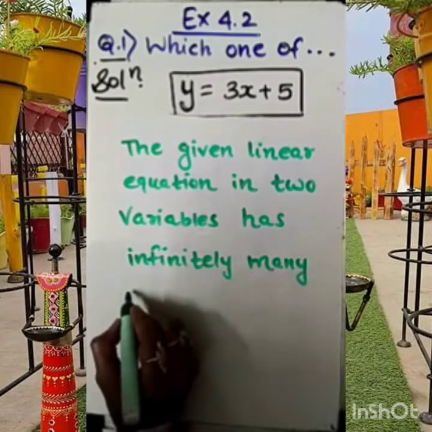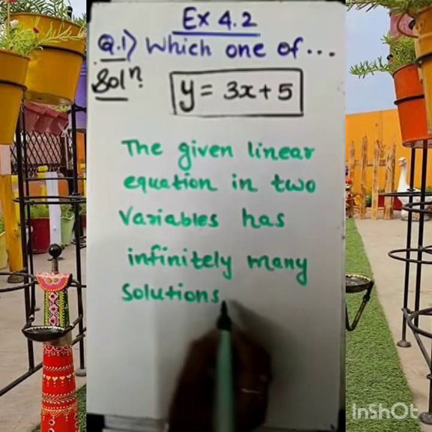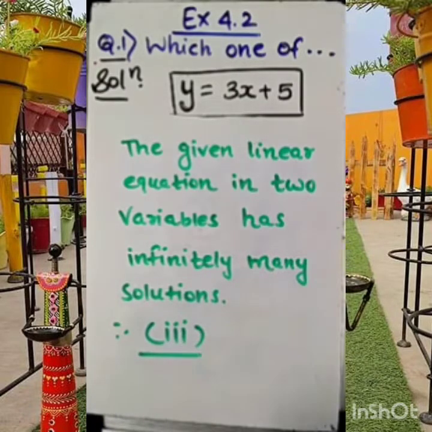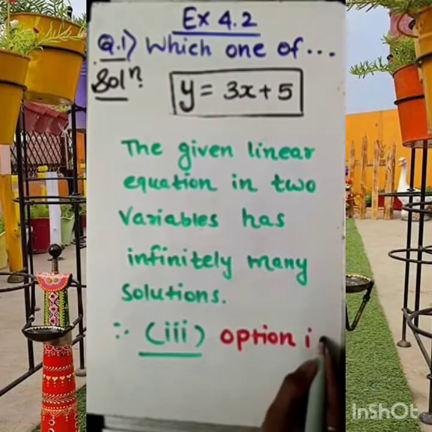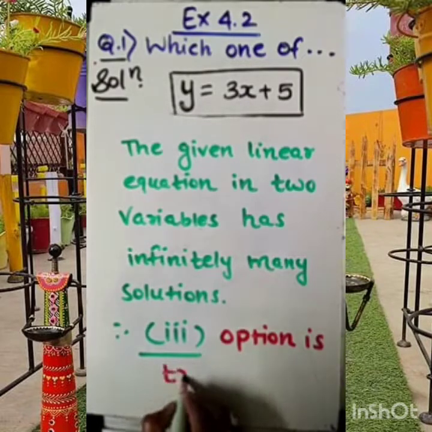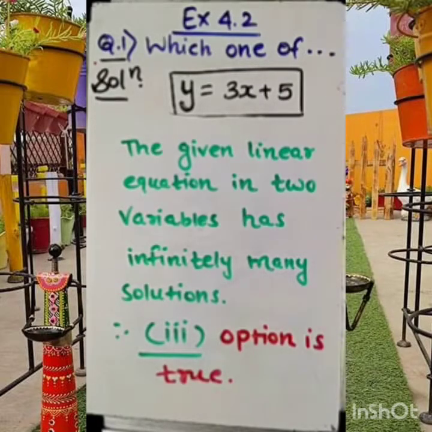It has infinitely many solutions. Therefore, which option is correct? Third option, right? You can see the third option out of that is 1, 2, 3. Third option is the correct option. That is true. This is the complete solution of question number 1 of exercise 4.2.